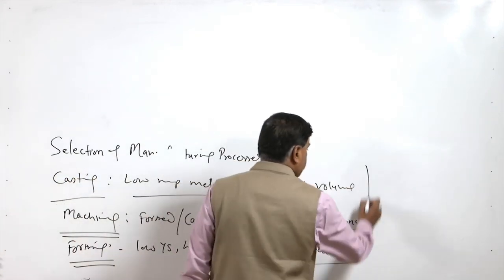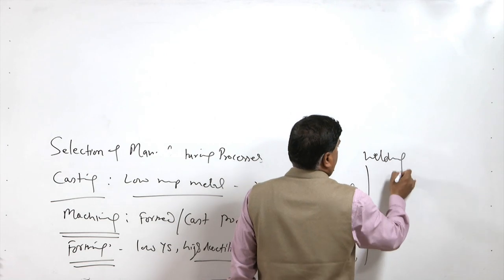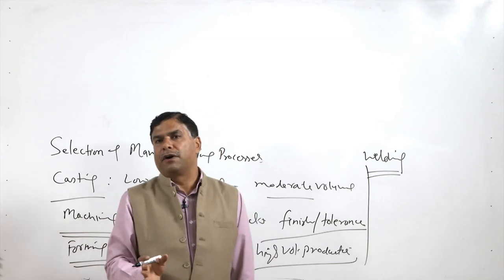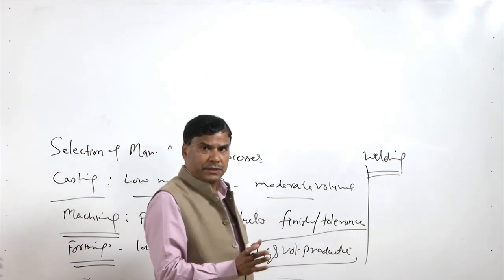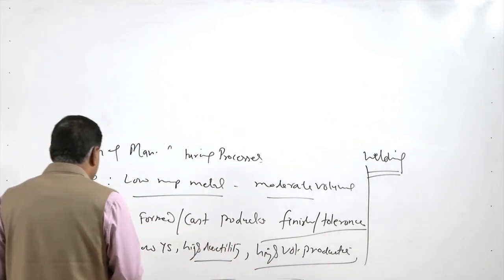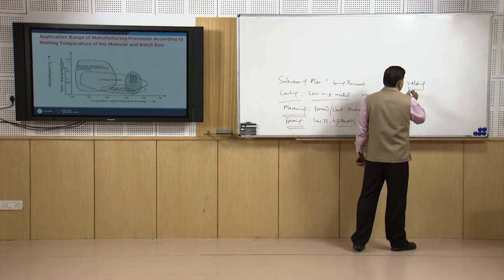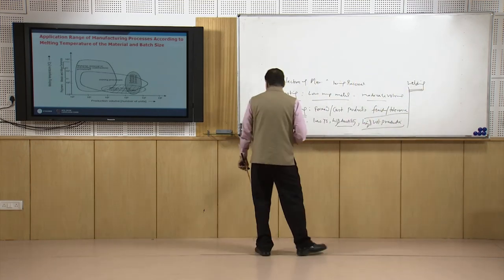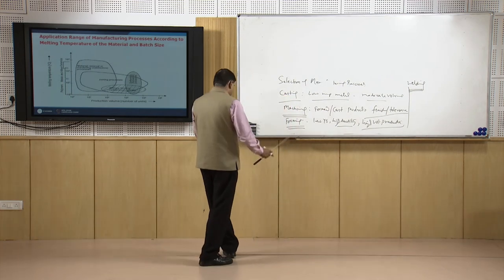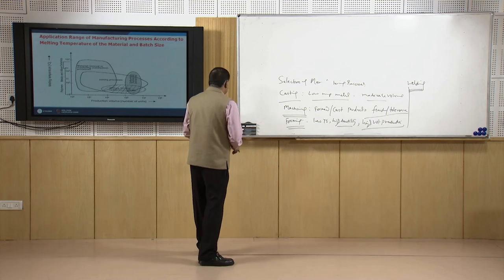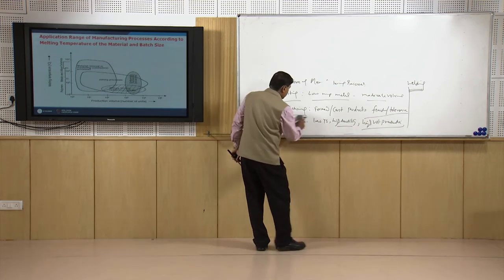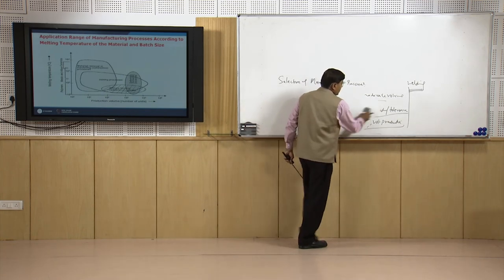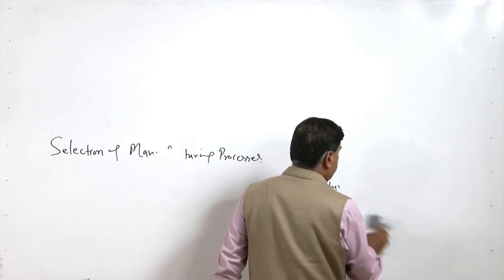And welding is used when the desired size and shape cannot be achieved through the primary forming or primary shaping processes like casting and forming. In that case, we try to use welding or joining processes so that simpler shapes can be brought together to get the desired size and shape. But thereafter, frequently machining is carried out for achieving the desired finish and tolerance, even in the case of welded joints.